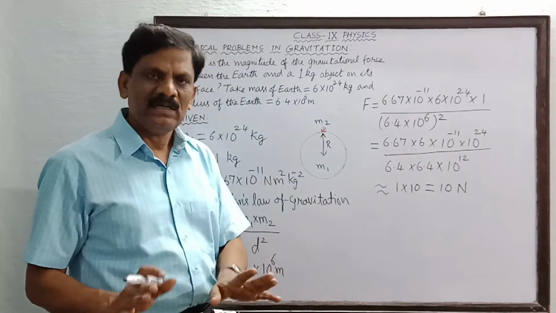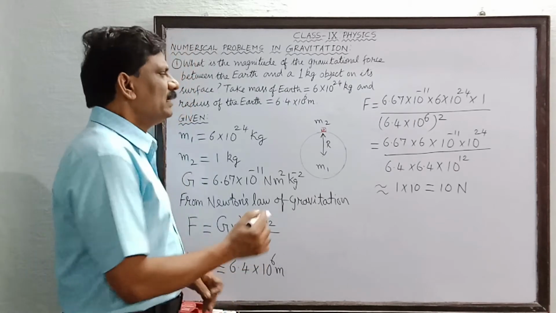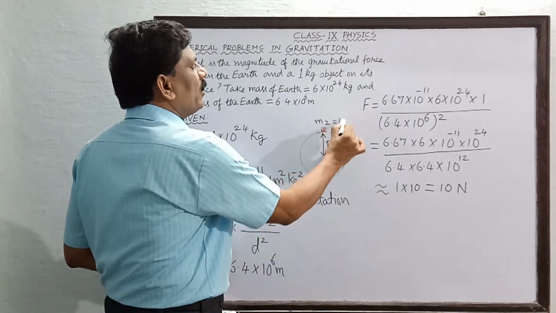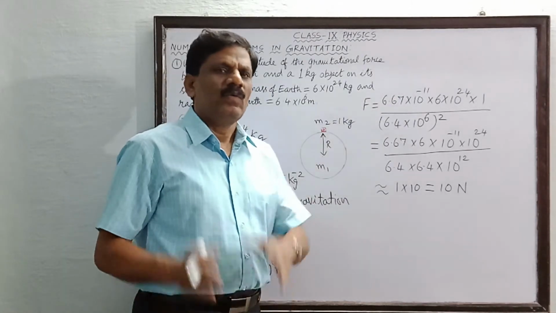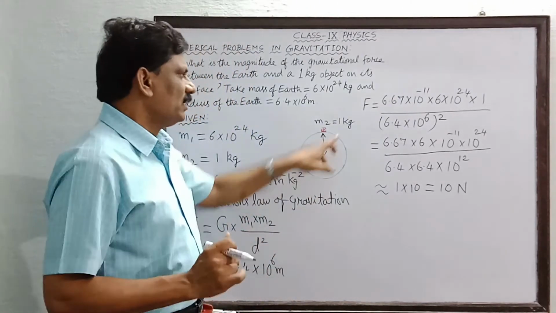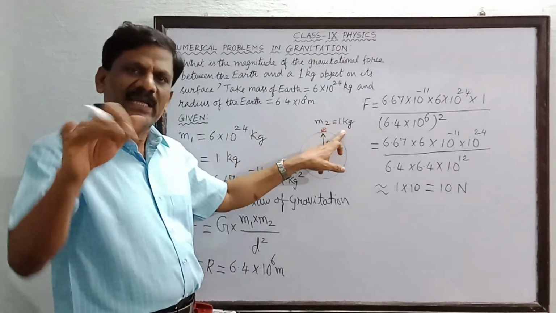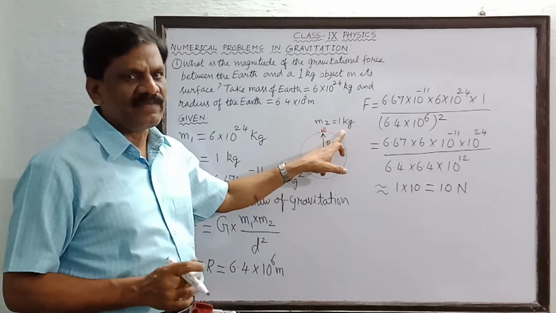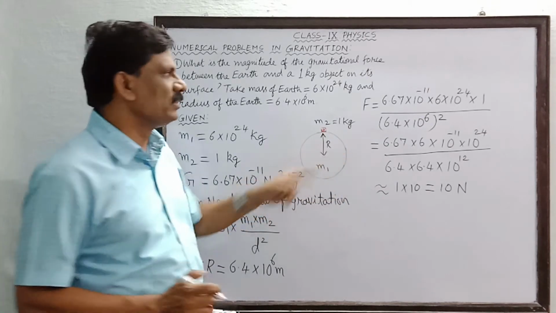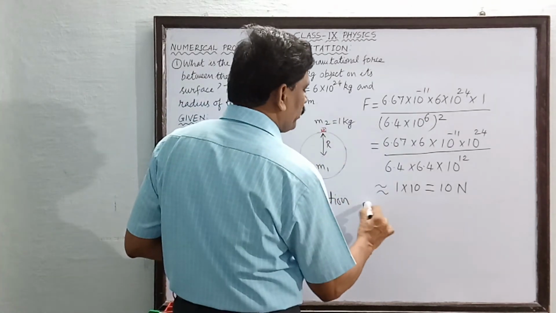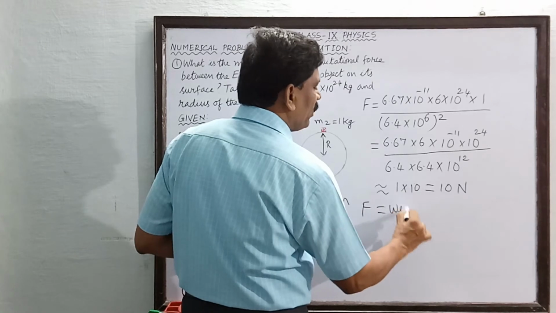Okay, students. But do you remember that the given mass is what? M2 is equal to 1 kilogram. So the mass of the body is 1 kg. What is the weight of the body? What do you mean by weight of the body? The weight only is equal to this gravitational force, is it not? So this gravitational force F also is equal to what? The weight of the body.